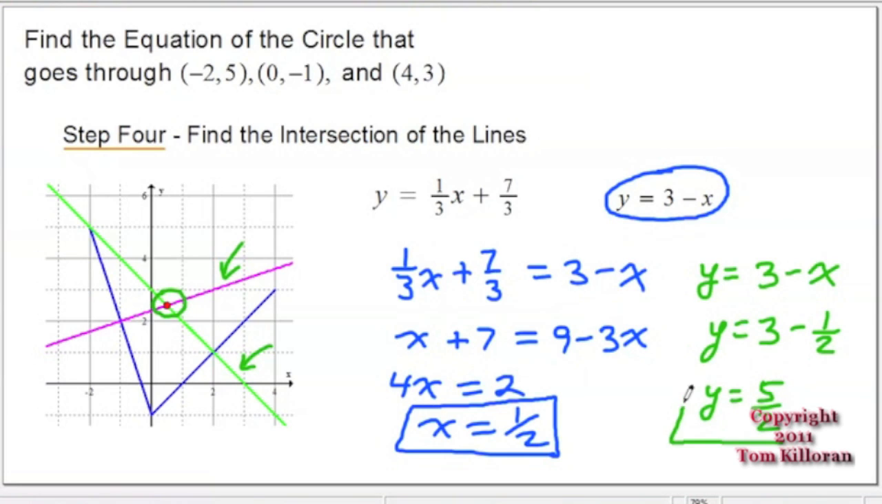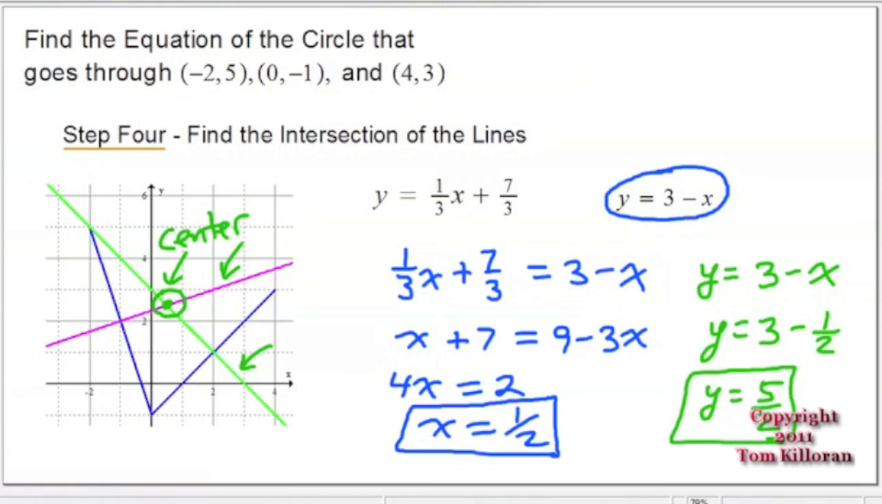So the center of the circle is going to be (1/2, 5/2), which is a half this way on the x-axis and 2.5 that way on the y-axis. So this point right here is going to be my center. My (1/2, 5/2) is going to literally be the center of my circle.